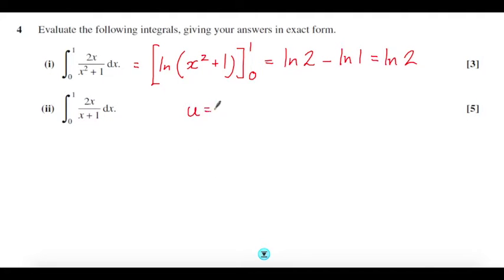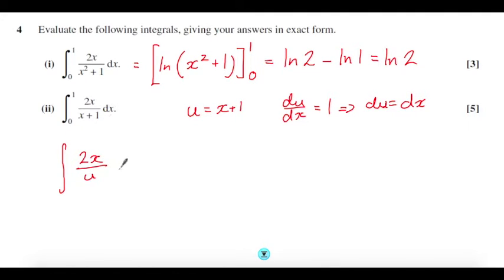So I'd say u equals x plus 1, which means du by dx is 1. Now that's nice because it means just that du equals dx. So we can swap that out. Okay, so let's take out the x plus 1 and put in a u. Let's take out dx and put du.